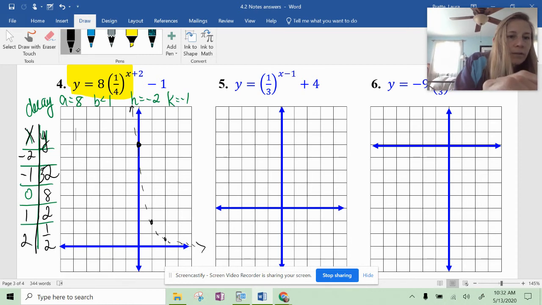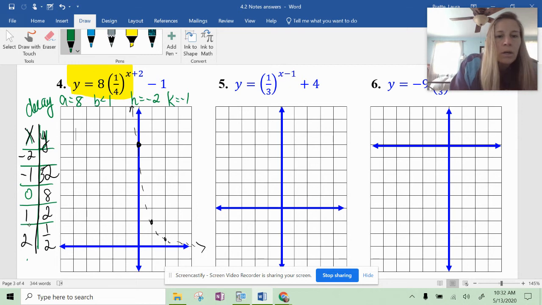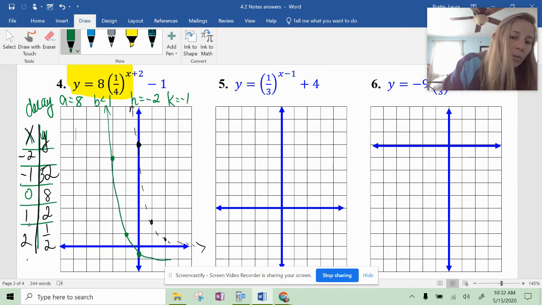Now, if I want to shift this, I'm going to shift all of the points that I have on here, 2 to the left and 1 down. So 2 to the left and 1 down, 2 to the left and 1 down. And that would make sense because the asymptote is supposed to be -1, so that's kind of where it's leveling out.